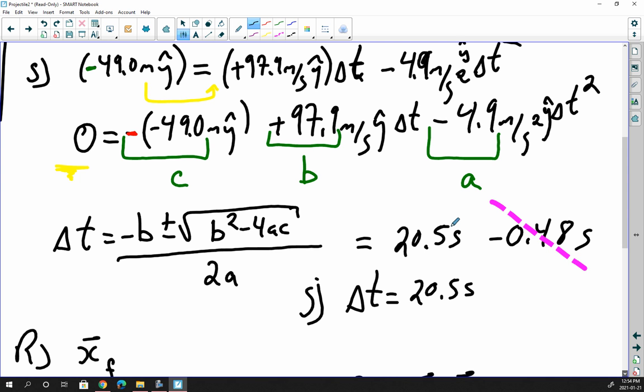All right. And it gives us two roots. One of the roots is 20.5 seconds, and the other root is negative 0.48 seconds. You can't have a negative time. So this is known as an extraneous root. Makes no sense.